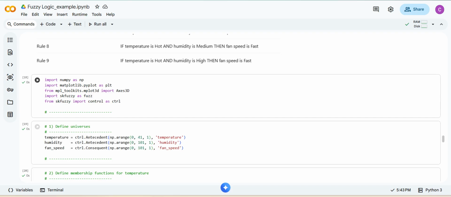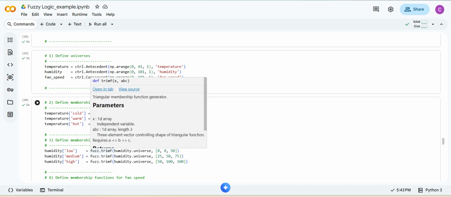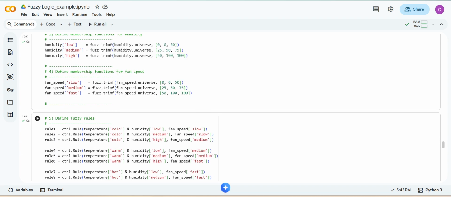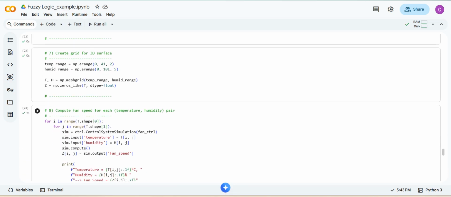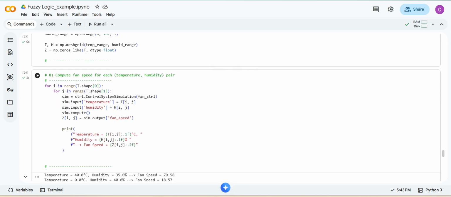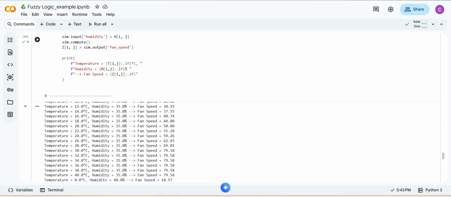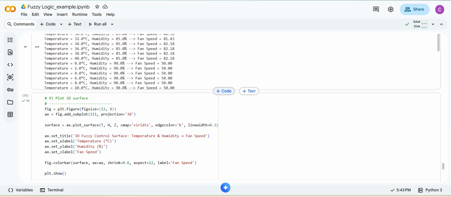So again, we are building the same code. The only thing is we are introducing humidity as another input. So there are three membership functions now, and then we are defining the fuzzy rules, those 9 rules we have defined, building the control system, and computing fan speed for each temperature and humidity pair. So we have got this list, and then we can also arrive at the 3D surface.